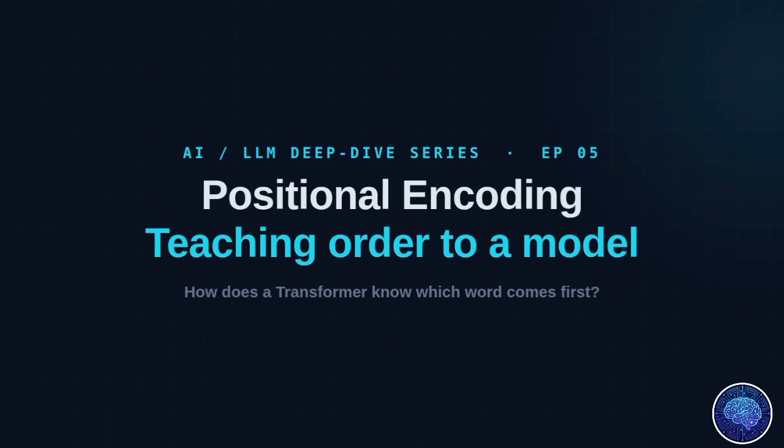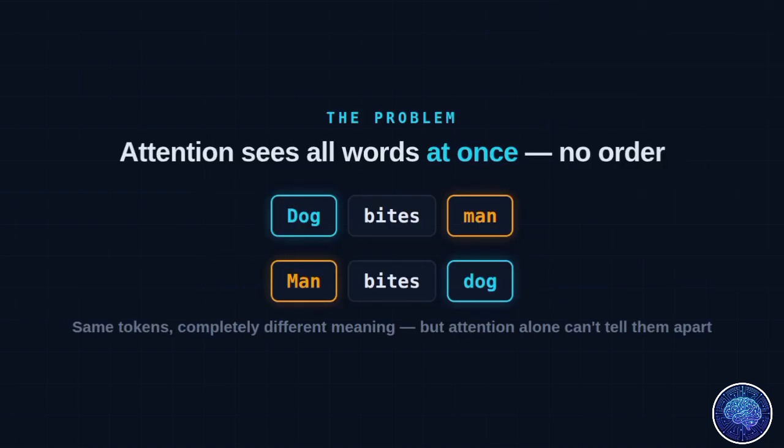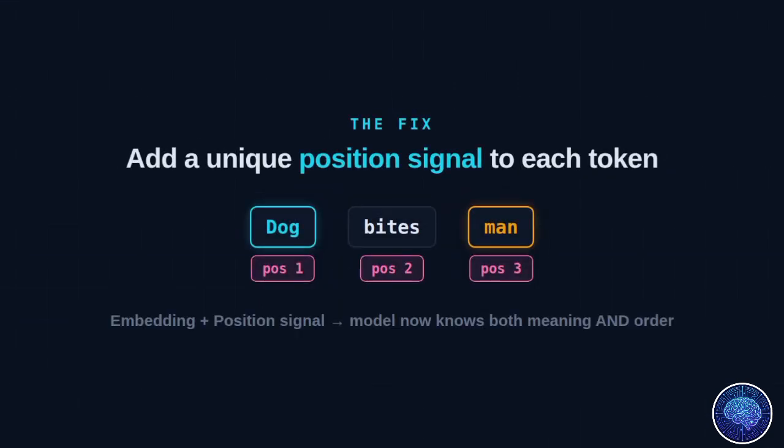Here's why this matters. Self-attention looks at all tokens at the same time. It has no built-in sense of sequence. So "dog bites man" and "man bites dog" would look completely identical to the model. Same tokens, same embeddings, but completely different meanings. That's a serious problem. The fix is straightforward.